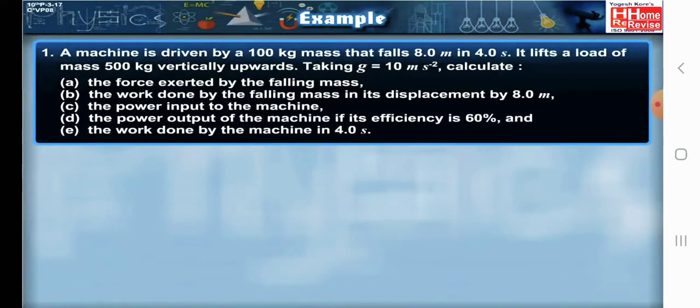Examples. 1. A machine is driven by a 100 kg mass that falls 8 meters in 4 seconds. It lifts a load of mass 500 kgs vertically upwards. Taking g is equal to 10 meters per second square.